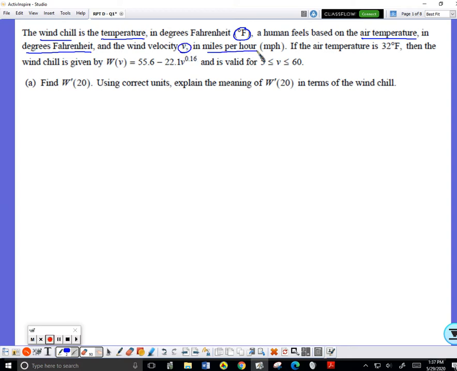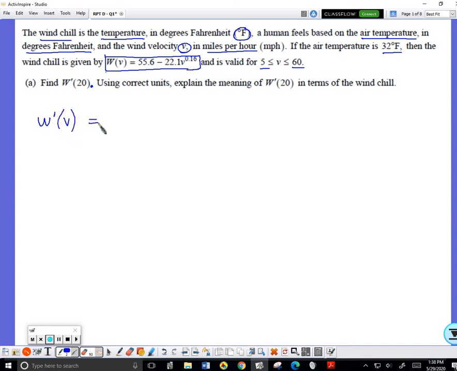hour. The air temperature is 32 degrees, and the wind chill is given by this formula. It is valid for velocities between 5 and 60. Okay, find W prime of 20. So we have a formula for W, so we need the derivative of W first in terms of V.